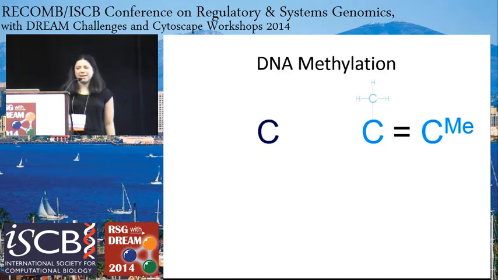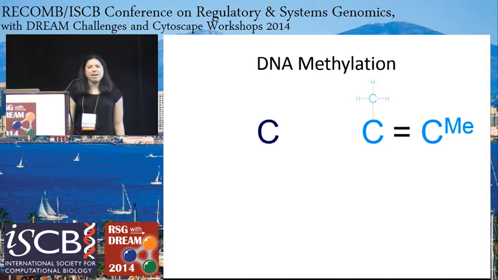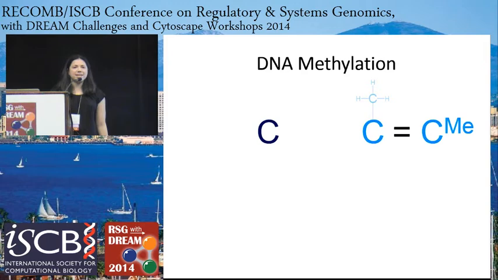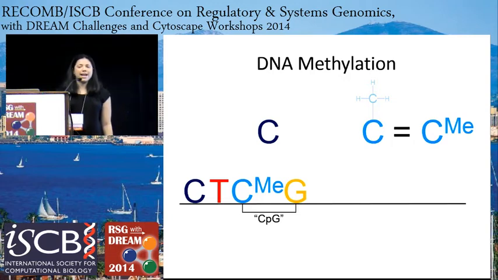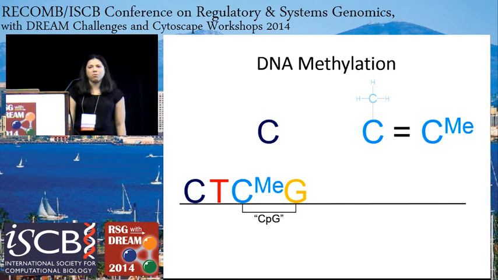So what is DNA methylation? One of the bases of DNA that we have is a cytosine, and cytosines can be either methylated or unmethylated. By methylated, I just mean that they have a methyl group attached to them. Unmethylated cytosines can occur before any base of DNA, but methylated cytosines almost always occur before guanines. We will abbreviate a cytosine followed by a guanine as a CpG.